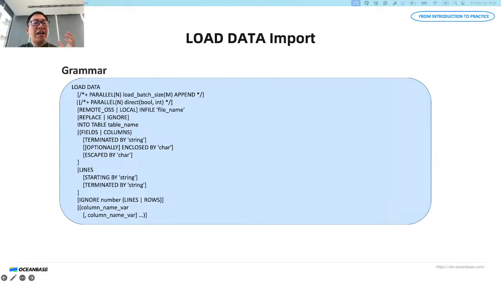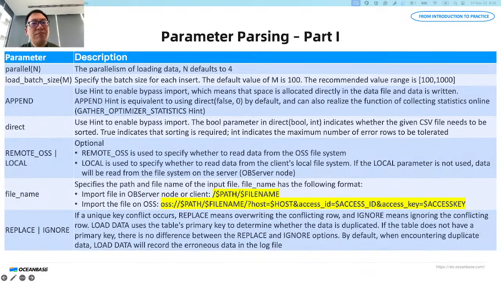Okay. Next is the load data grammar. The grammar is relatively simple, so we will not introduce it here, and maybe you can review it after this lesson. Let's take a look at the meaning of the parameters. The first one, parallel. It's the parallelism of loading data. N defaults to 4.